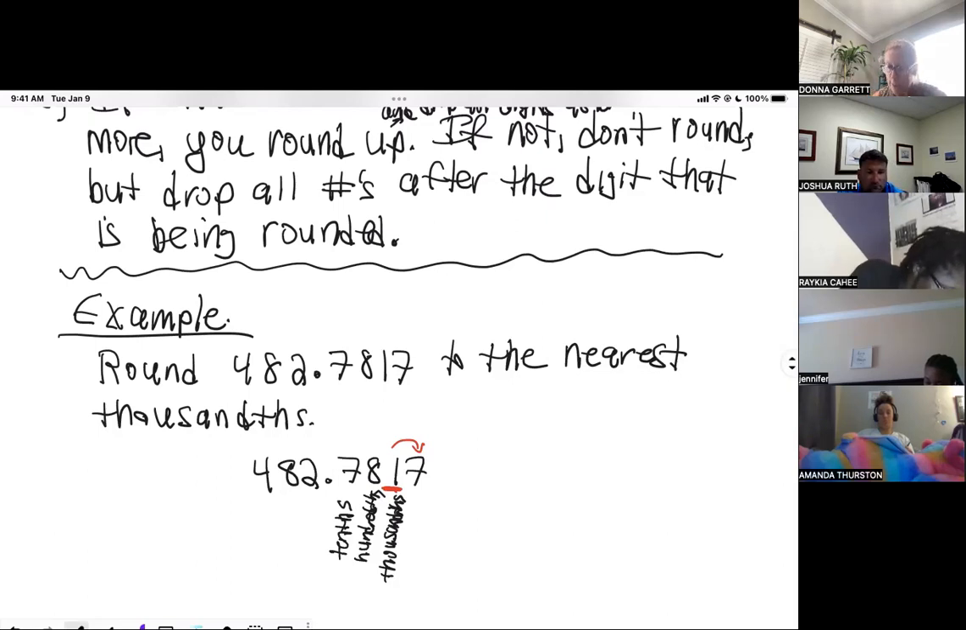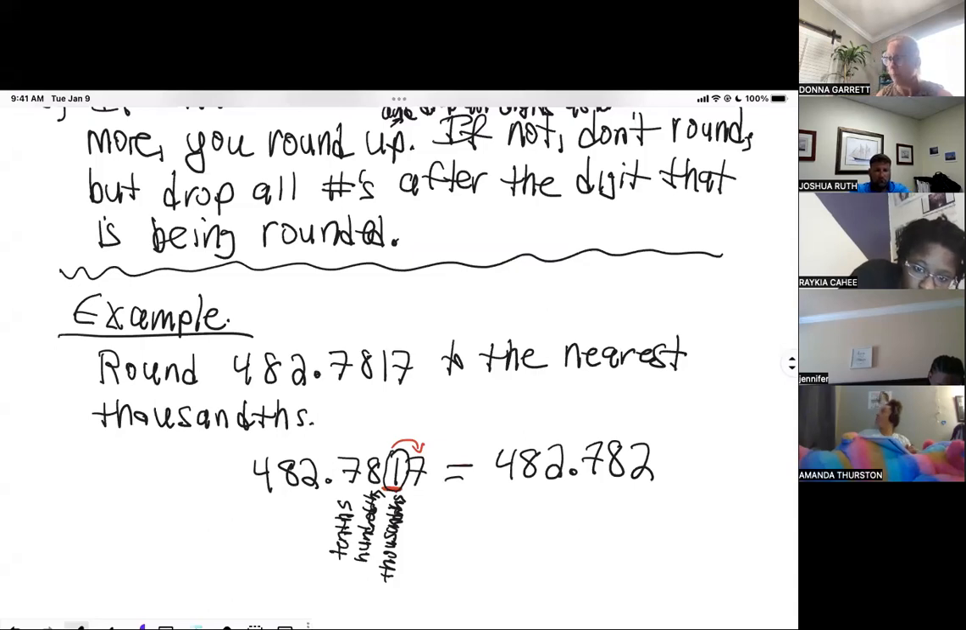So what I do is I take my 1 and I'm going to round up. So I'm going to add 1 to it and make it 2. But then I drop everything after it. So if I want to round it, it'd be 482.782. So I round this 1 up to a 2 because 7 was bigger than 5. And as soon as I write my 2, I'm done. Everything else goes away.